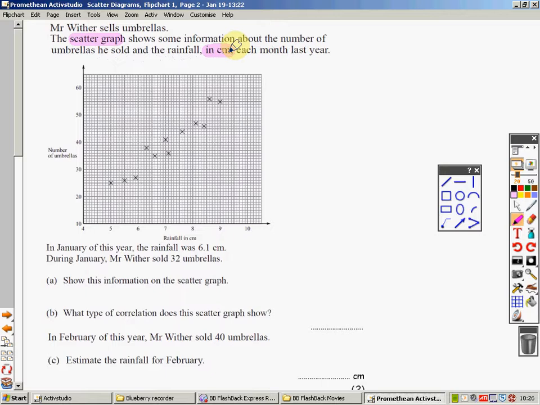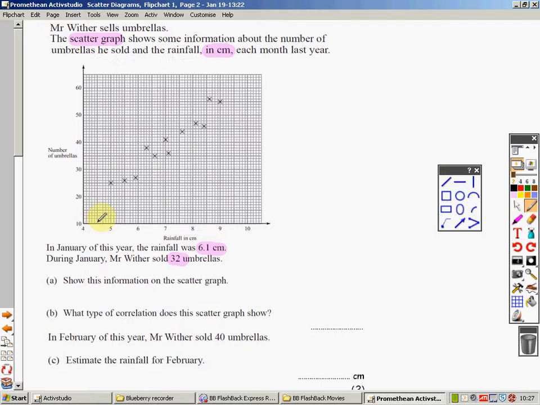Okay, the first bit. In January this year, the rainfall was 6.1 centimetres. During January, Mr. Withers sold 32 umbrellas. So I've got to put that information on the graph. As I urged you to on the previous question, the first thing I always do is work out what each axis is going up in.